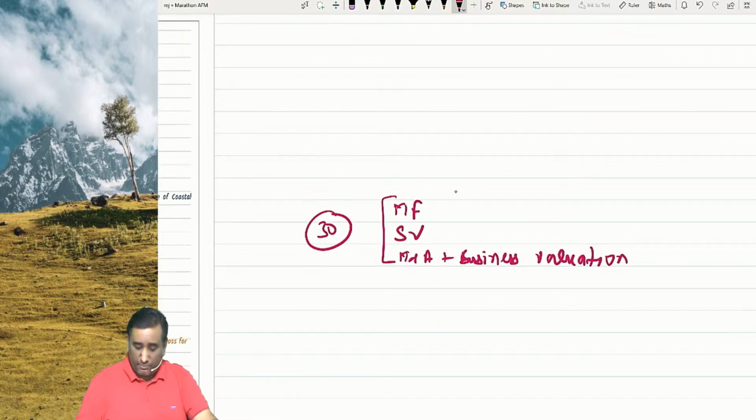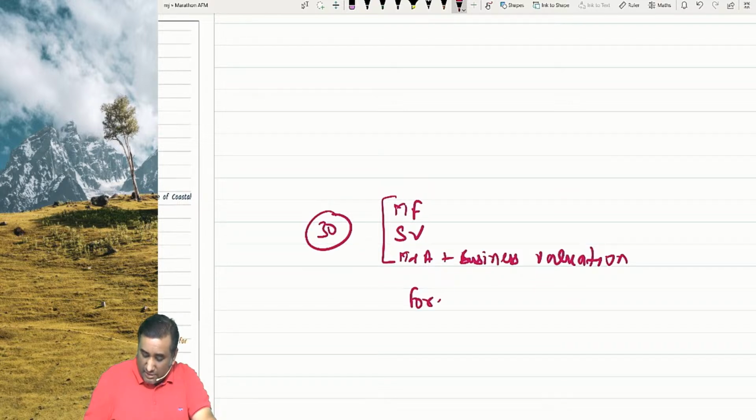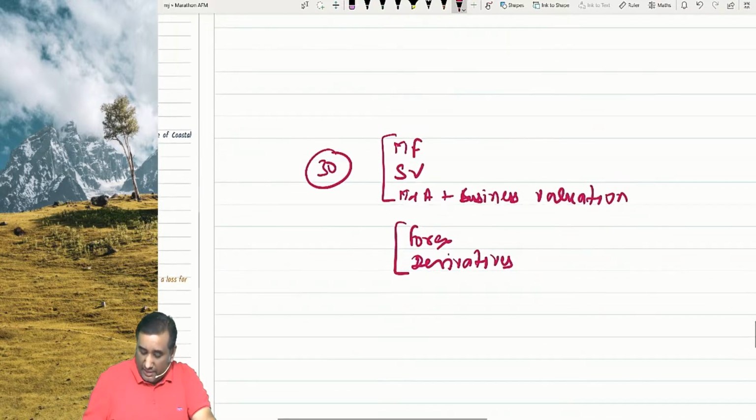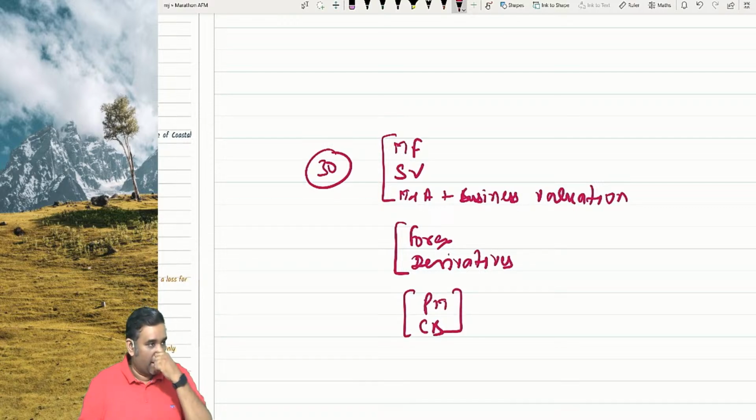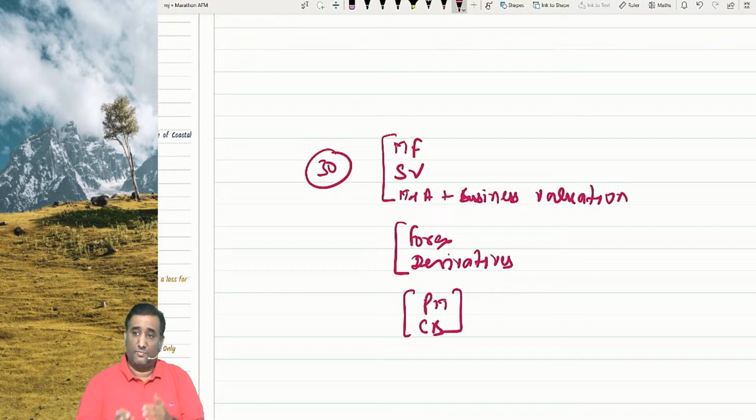When you're reading at home, mutual fund, security valuation, M&A, forex and derivatives combined, do it please. Forex and derivatives, this is one combo. And then you can have portfolio management plus the capital budgeting. This can become another combo. This is how you'll be doing it. Try not to leave any topic, because you do not know if by chance a normal question also comes and a 10 marks case study also comes. It could be 20 marks.